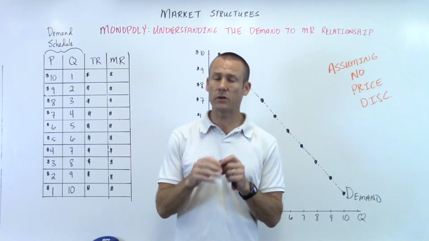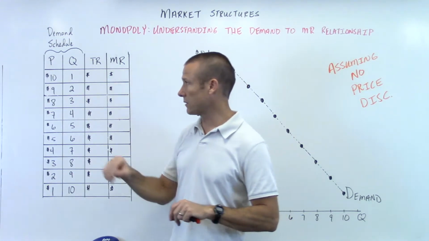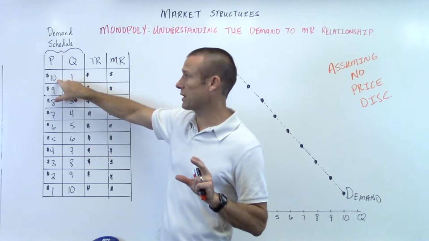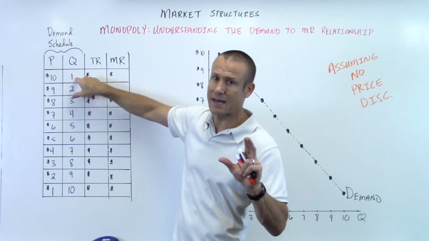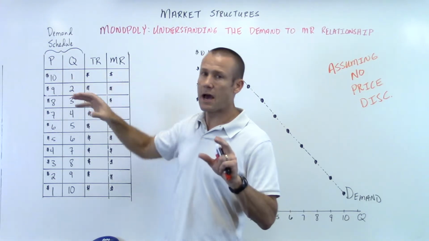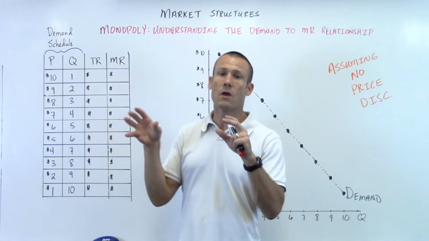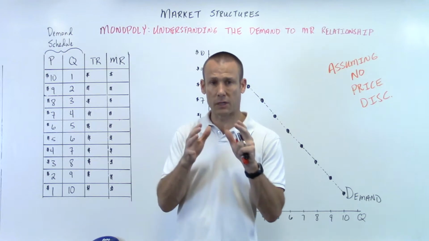Now I just want to very quickly go over something we all know. So what we're saying is, if we get the price to $10, the price is $10, only one person has the ability and willingness to buy it. Notice that demand language, okay? However, if we lower the price to $9, now 2 people have the ability and willingness to buy it, okay? That original person plus somebody else.